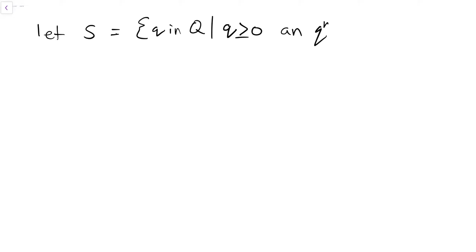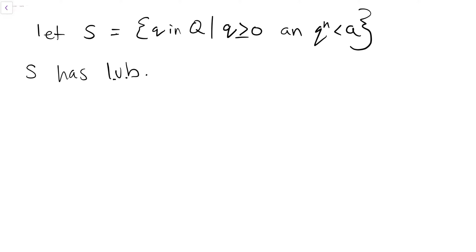So if we let S equal q in the rational numbers such that q greater than or equal to 0 and q to the n is less than some A, then S is non-empty since 0 is in S and S is bounded above, for instance by 1 if A is less than 1, and by A if A is greater than 1. This last statement can be verified just by using the field axioms. So S has a least upper bound, which we will call R.